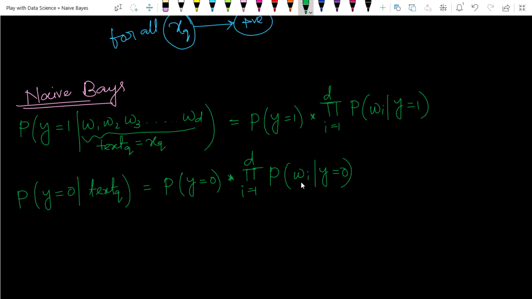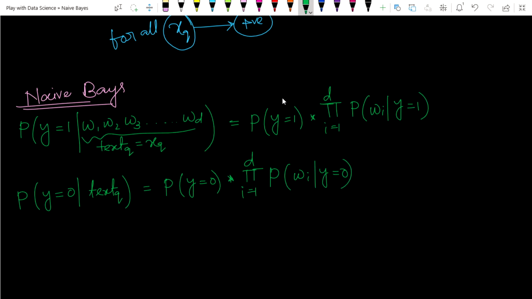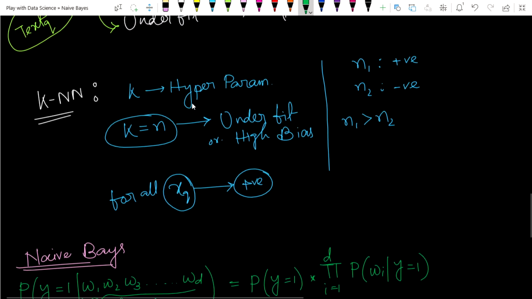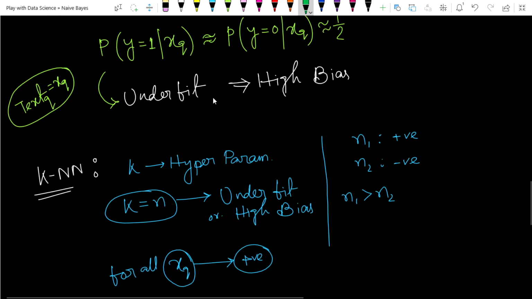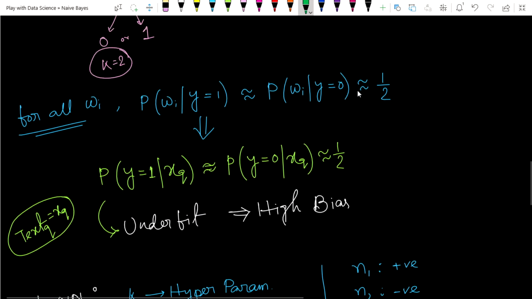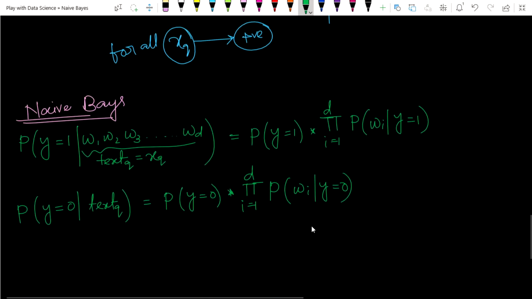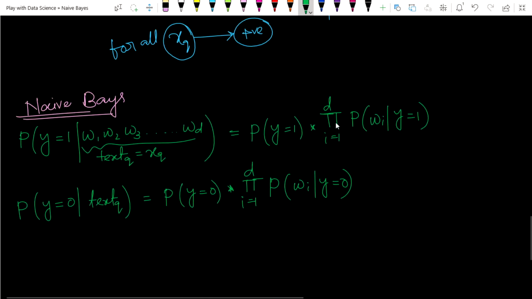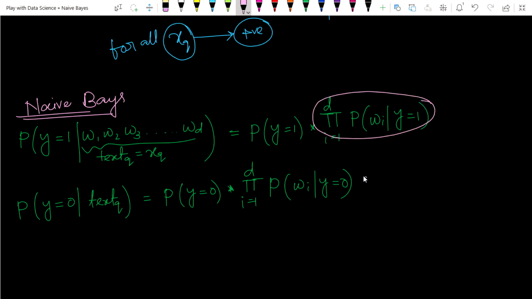We have calculated these two probabilities, and we have seen that if our alpha is large, then these two values, for all the words wi, approximate to half. That means these two values will be equal, because of these values approximating to half.